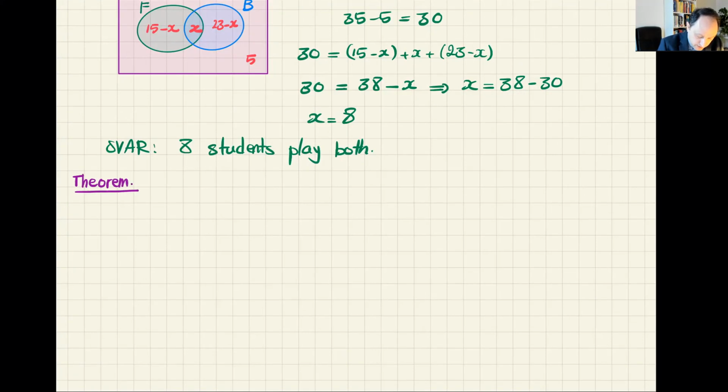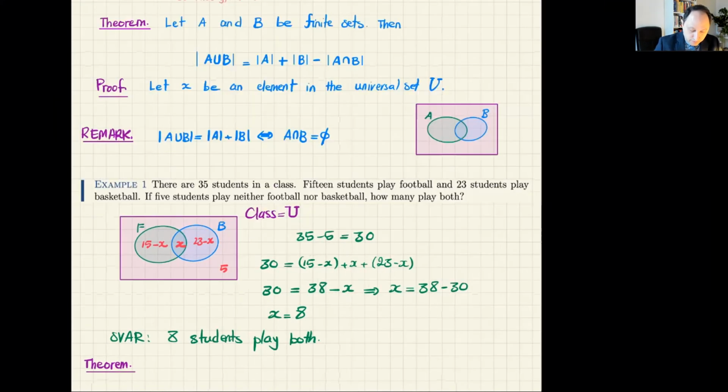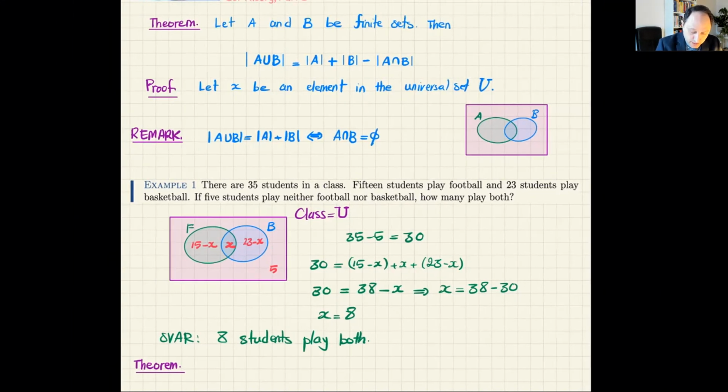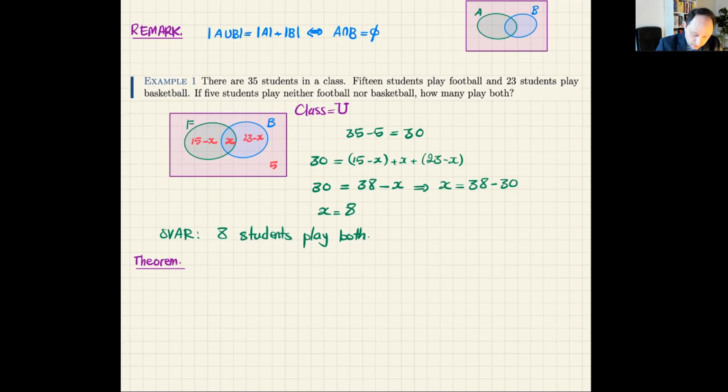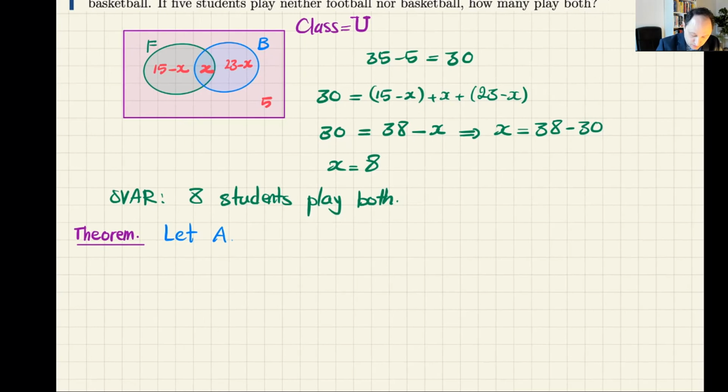And the question is, how can I write a formula for 3 sets instead of 2 sets? So I am interested in the cardinality of the union of these 3 sets. Yes? So let me write it down here for you. So let A, B, and C be finite sets. So the union, so let me start from here.